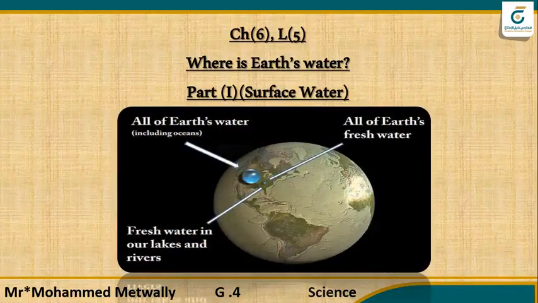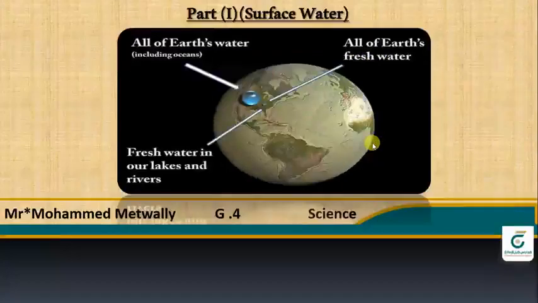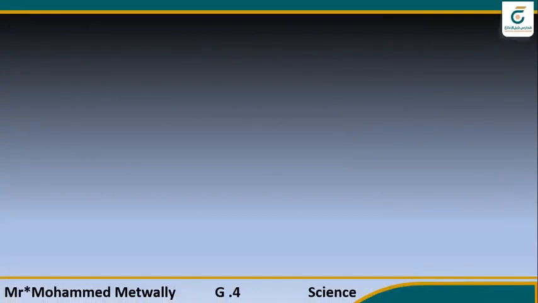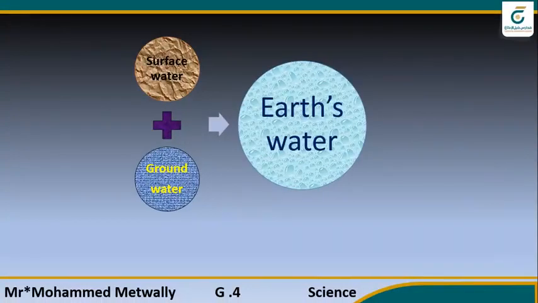Let's get started. In the figure of the lesson here, you can note that Earth's water can be divided into parts. The large part here, from the figure in the beginning, is represented by oceans, or salty water. The second part, which is a small part, is fresh water. So Earth's water consists of surface water and groundwater.